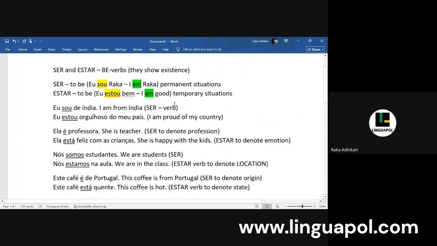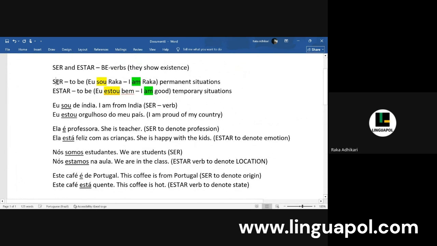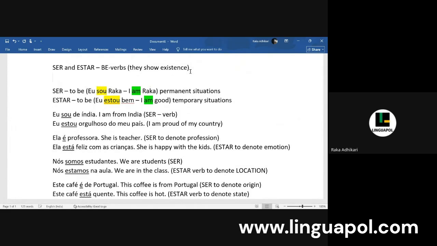So the basic idea is that we have both the ser and star, which are used in the context of is, am, are in English. So wherever we use is, am, are in English, in those places we use ser or star in Portuguese. But ser and star are the original form of the verbs. When we use it with different subjects, with different persons, then the form of the verb changes.